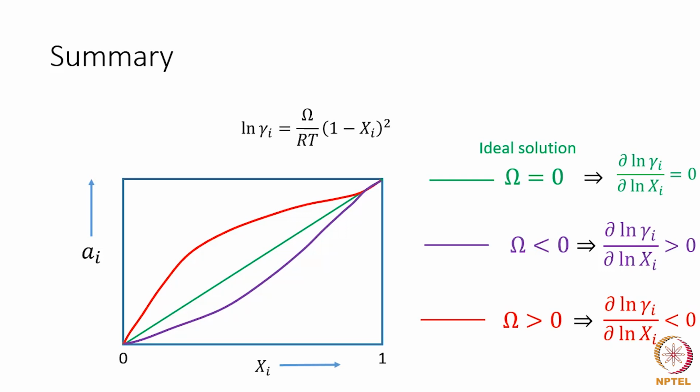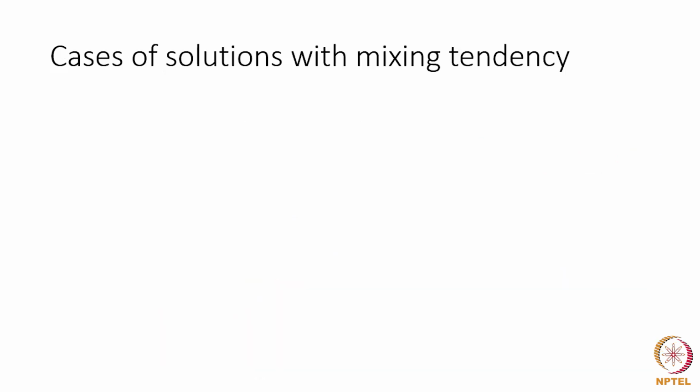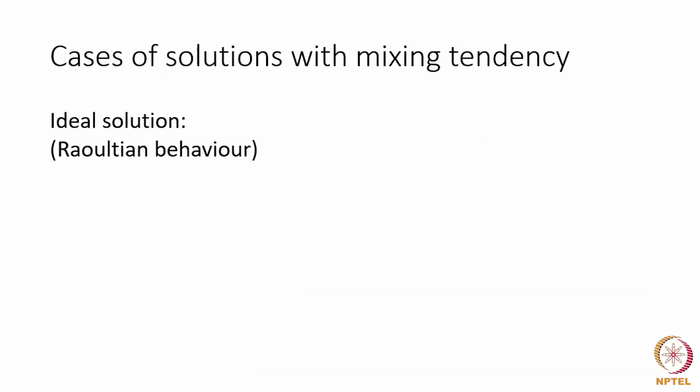Okay, so we can now summarize all three behaviors as follows. The ideal solution has the interaction parameter 0, which will give you the thermodynamic factor 0. The regular solution, where the atoms seem to attract each other, would have the thermodynamic factor as positive. And if a regular solution is there where the atoms don't like each other, then you would see that the thermodynamic factor is negative. Now what does it actually convey?